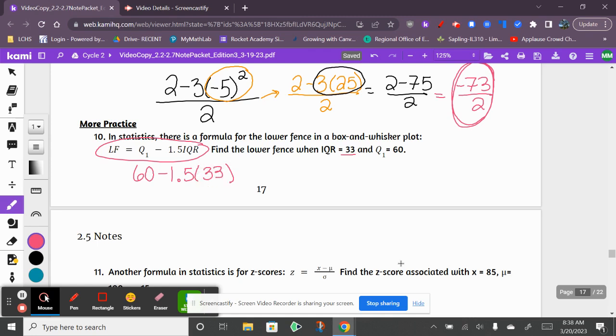Okay, the only operations that we have here are subtraction and multiplication. So I'm going to use multiplication first. So we get 49.5. And bring down the 60 and the minus. So just subtract now, and we end up with 10.5.